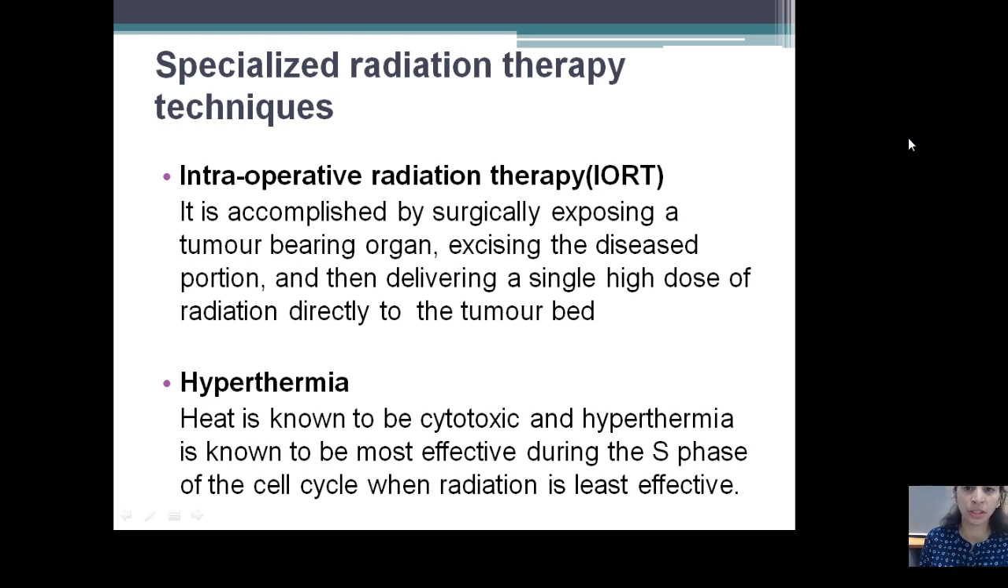So we have intraoperative radiation therapy. It is accomplished by surgically exposing the tumor bearing organ, excising the diseased portion, and then delivering a single high dose of radiation directly to the tumor bed.